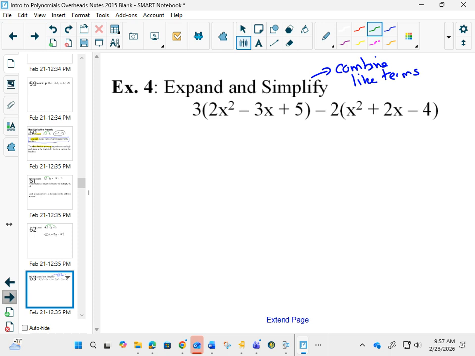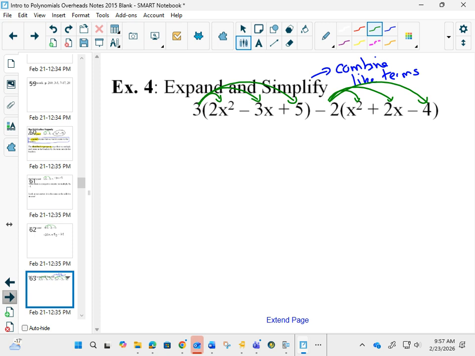But if you have a number outside of the bracket, we can distribute. So that 3 will get multiplied by each of those. And this -2 will get multiplied by each of those. So this question is going to take more than one step. Step 1, we're going to do the expand part where we use the distributive property.